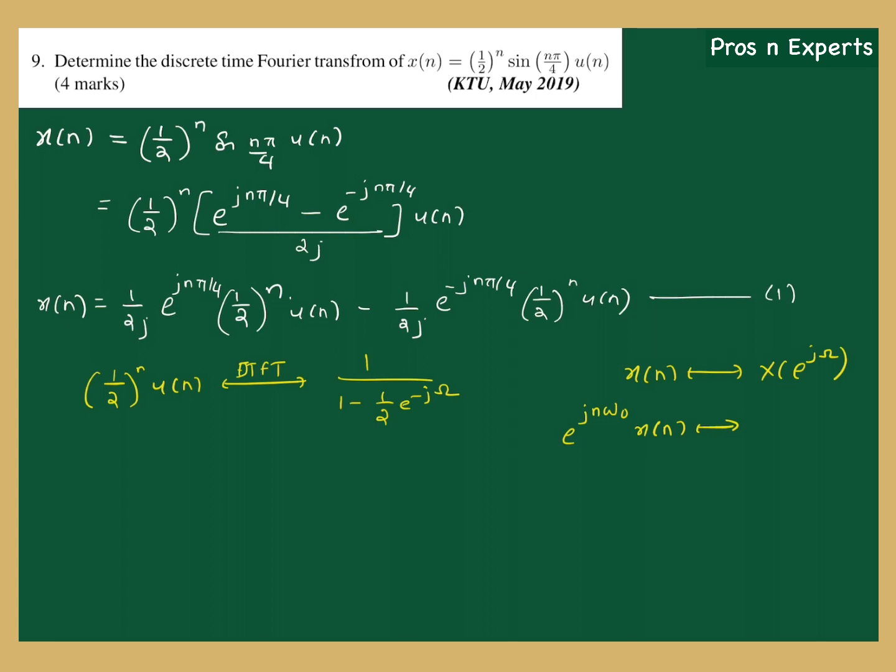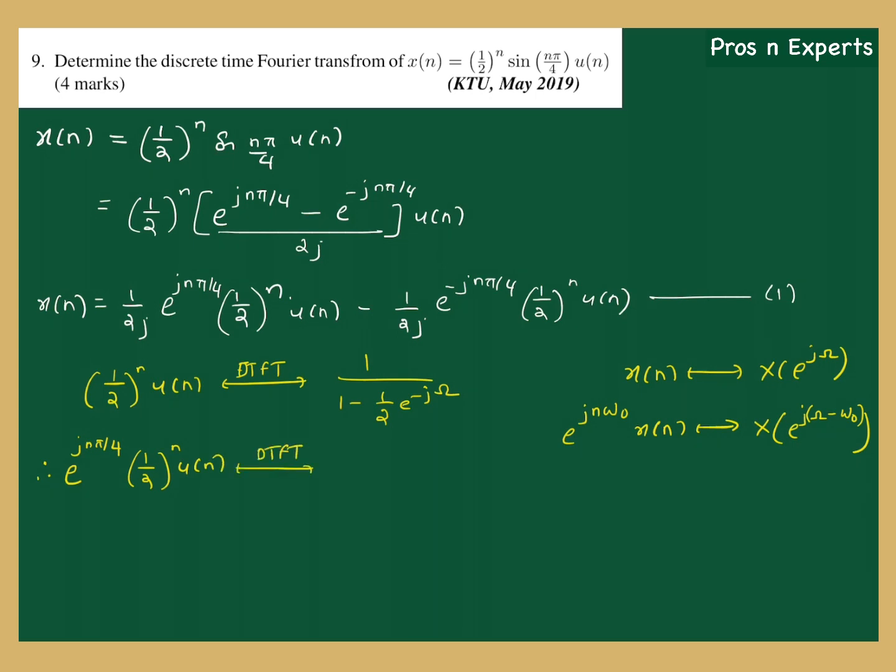It would be frequency shift, right? So X of e raised to j into omega minus omega 0, right? So this is nothing but frequency shifting. Therefore I can write it as e raised to j n pi by 4 into half raised to n u of n, which will be having a discrete time Fourier transform.